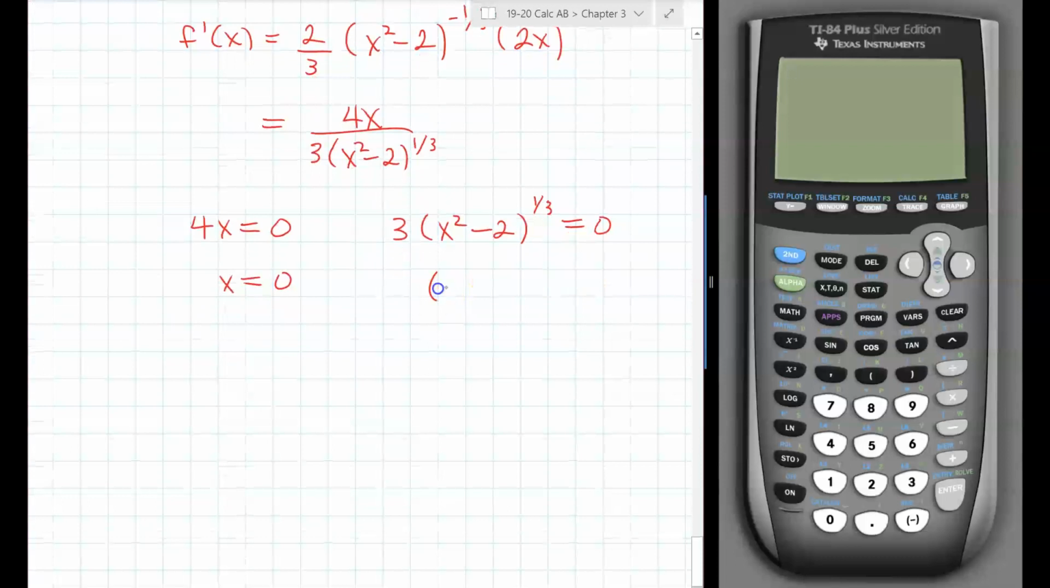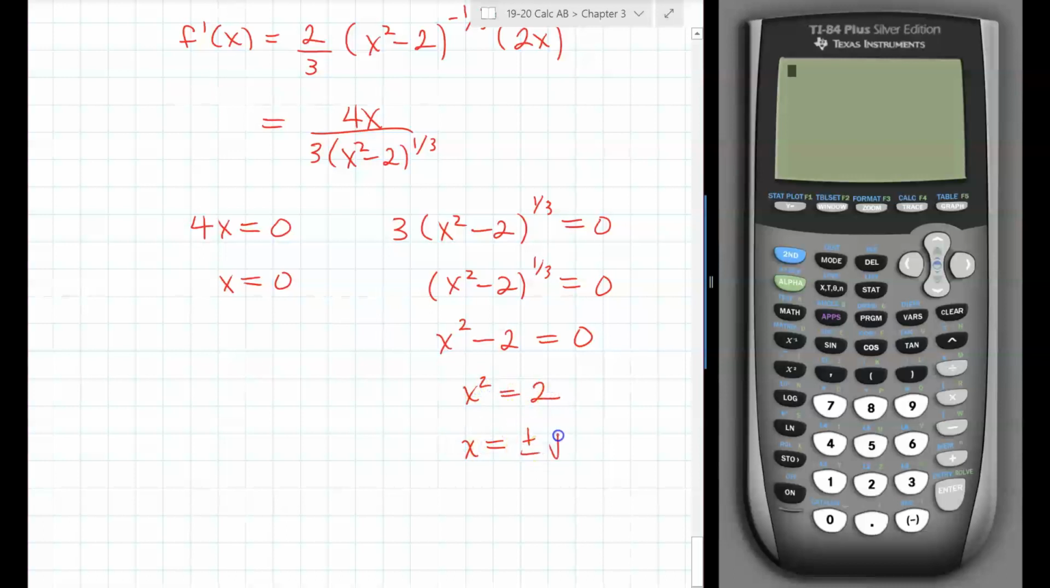So if I divide by 3, I get (x squared minus 2) to the 1/3 is 0. I'm going to take everything up to the third power. So to get rid of that 1/3 power, raise everything to the third power, I get x squared minus 2 equals 0. Add 2 to both sides, I get x squared equals 2. Take a square root, and I get plus or minus radical 2. So I actually have 3 critical numbers: 0, and then plus or minus radical 2.